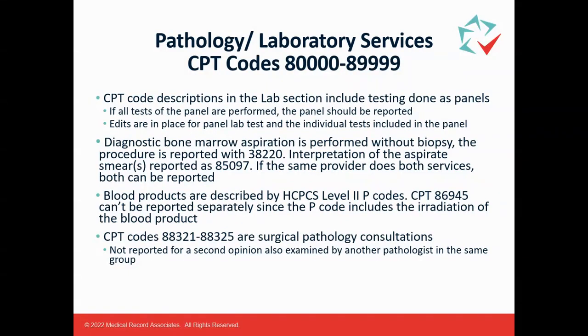Next is path and lab services, CPT codes 80000 through 89999. Lots of CPT codes have descriptions that label a test done as a panel. So if all tests in the panel are performed, that panel should be reported. There are edits in place for panel lab tests and the individual tests that are included in the panel. So those should not be broken down and all billed separately.